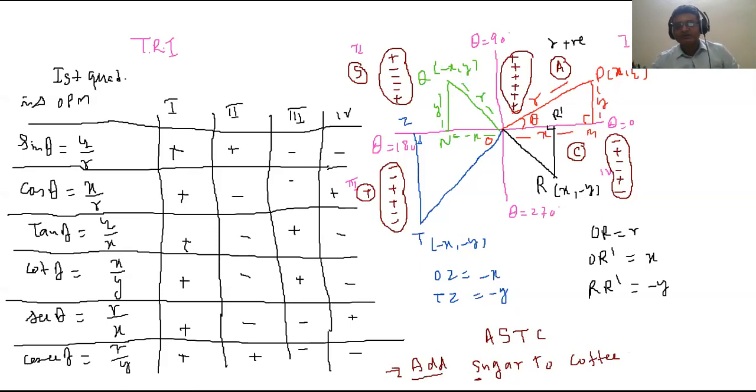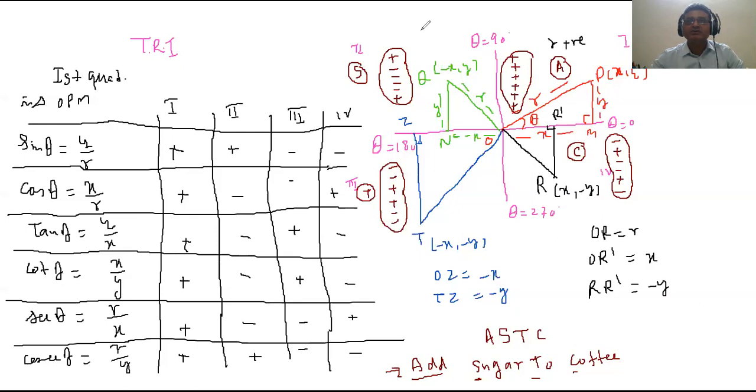S means sine is positive, and its reciprocal cosec is positive in the second quadrant. T means tangent, and its reciprocal cot is positive. And in the fourth quadrant, cos, and its reciprocal sec, are positive. So it's very easy to remember if you use this ASTC, add sugar to coffee. This slang will be very helpful in finding the sign of a trigonometric ratio.